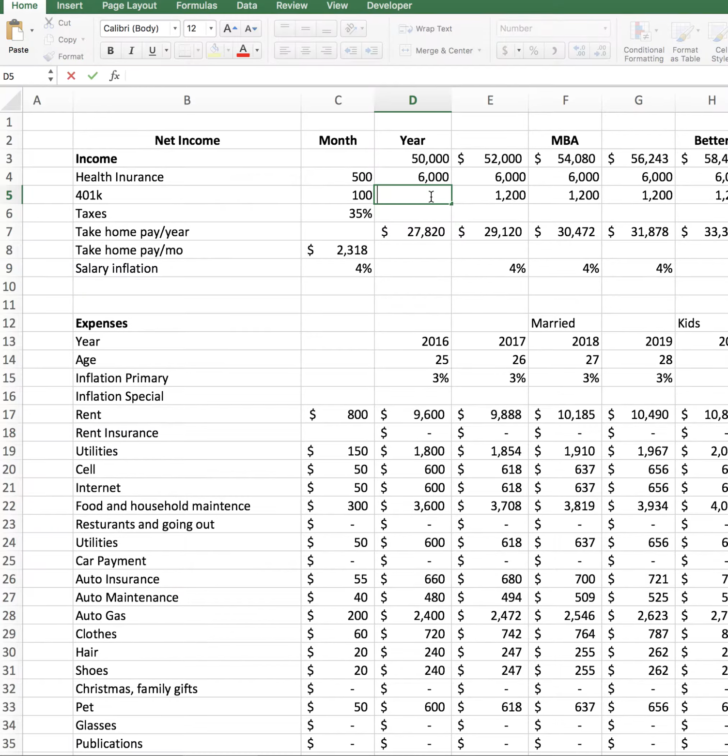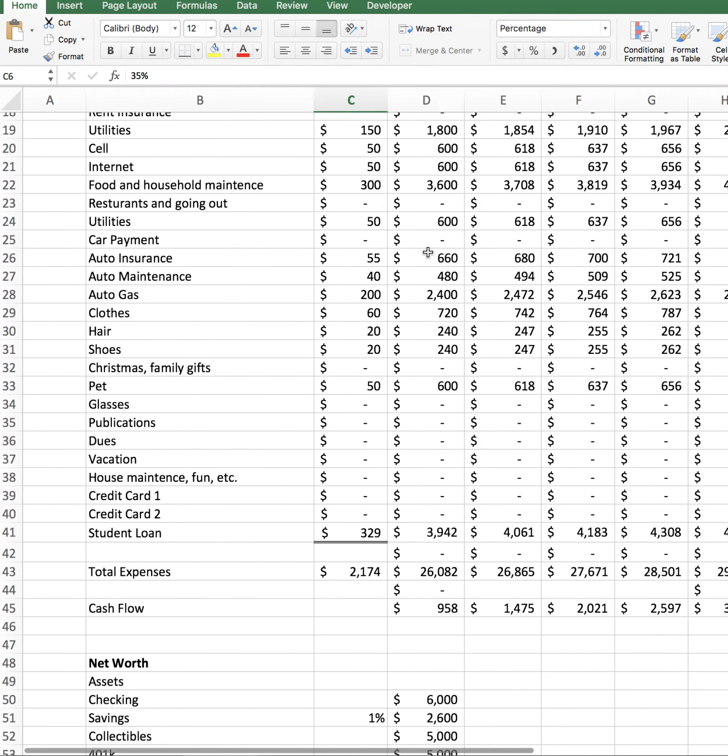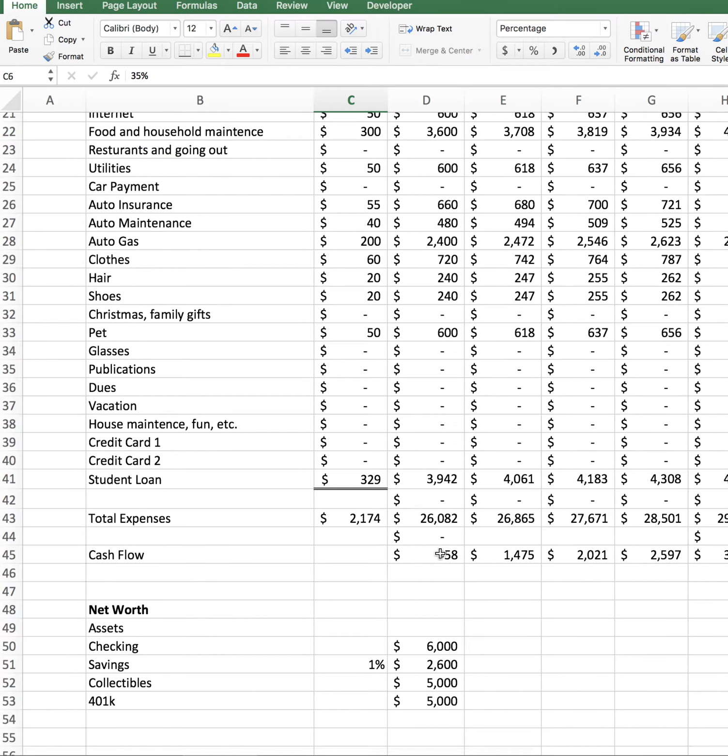Whoops, I don't want to do it that way. I want to do it this way. Oh, I took the formula out. Let me undo. If you ever do anything wrong, you can undo it. See, the formula's in there. What I want to do is simply 200 here. There we go. Okay, now our 2,400 is back, and I still have a positive cash flow. So I put that back. I have $958 left over the year, and I can still fund my 401k.